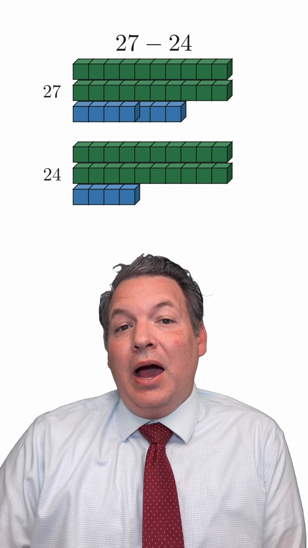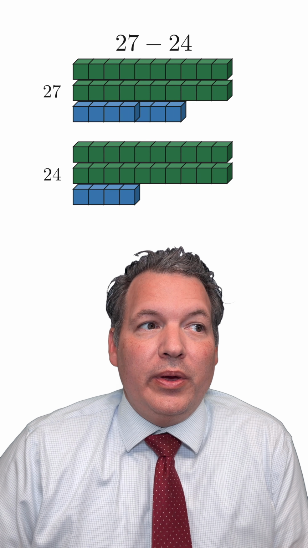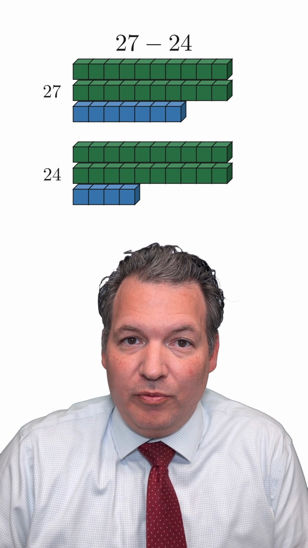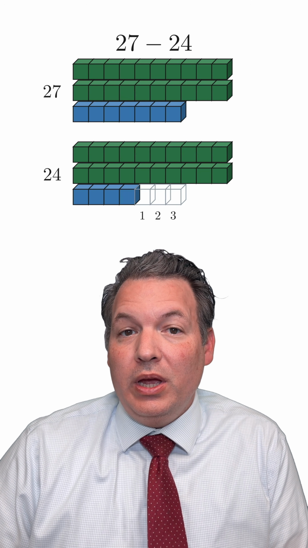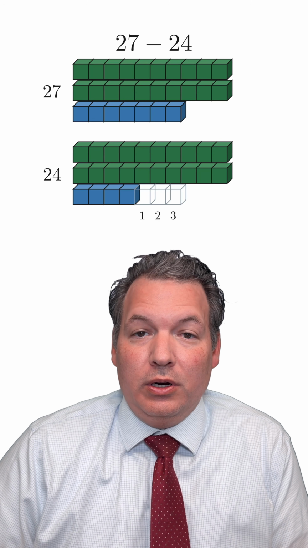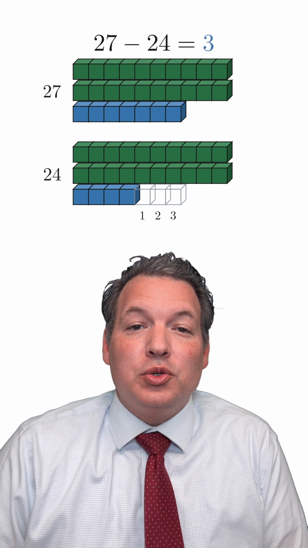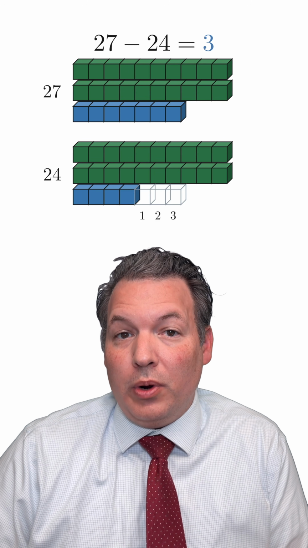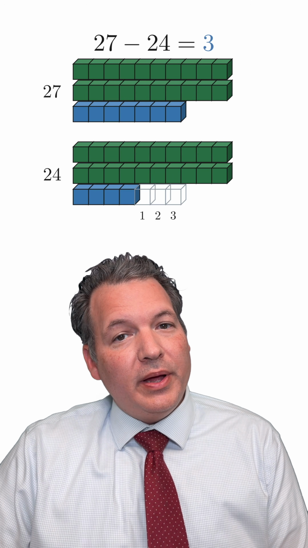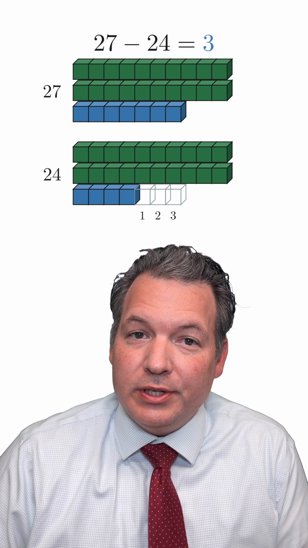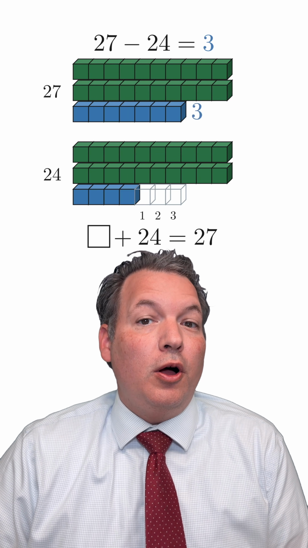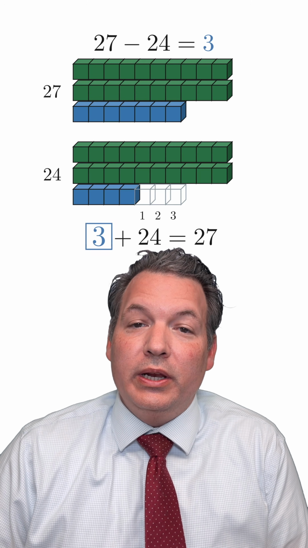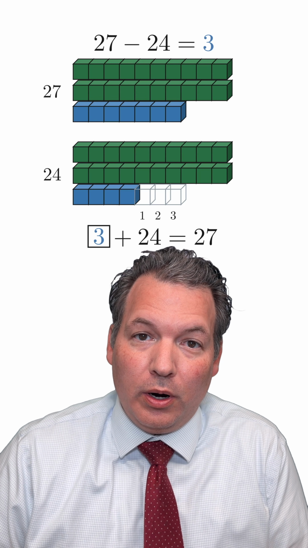We can pretty easily count that difference here by just imagining what we would have to add to that second set of blocks to make the 27. We would need 1, 2, 3 additional blocks to take 24 to 27, and that's why we can say that 27 minus 24 is 3. This is also why another way to think about subtraction is as the inverse of addition. If you can figure out what number plus 24 makes 27, you are already answering the question for what is 27 minus 24?